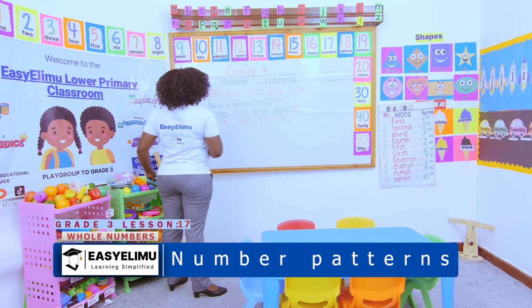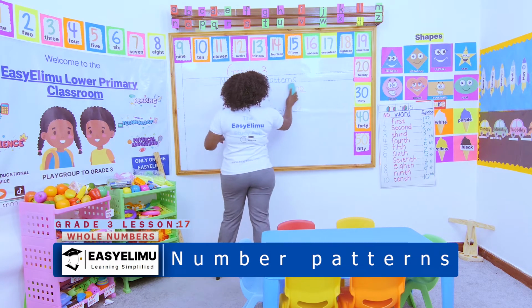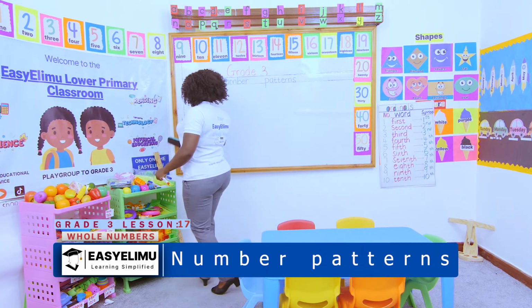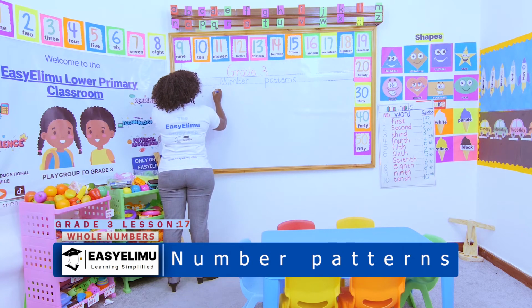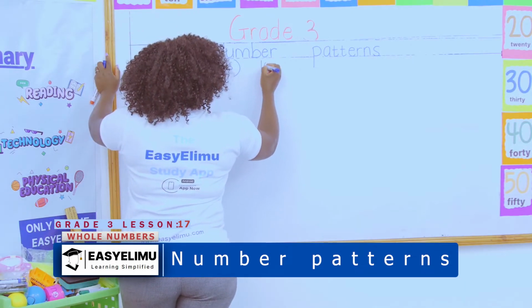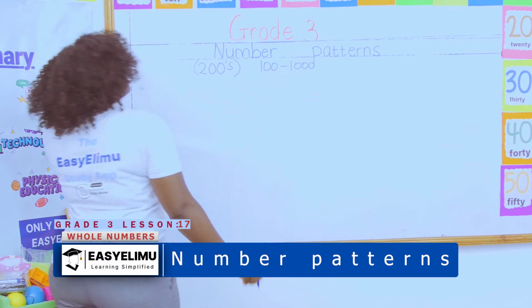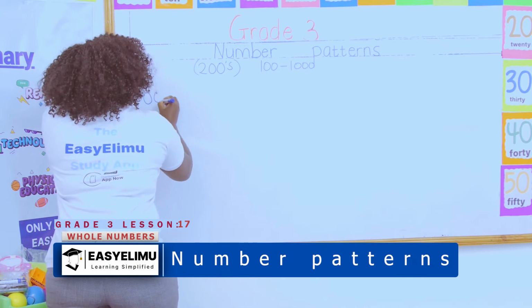What if they have asked you, you count in 200s from 100 to 1000? Count in 200s. A pattern can be any number. It doesn't have a specific number. We are now counting in 200s. And of course, which numbers are we talking about? 100 to 1000. So our starting number will be 100.